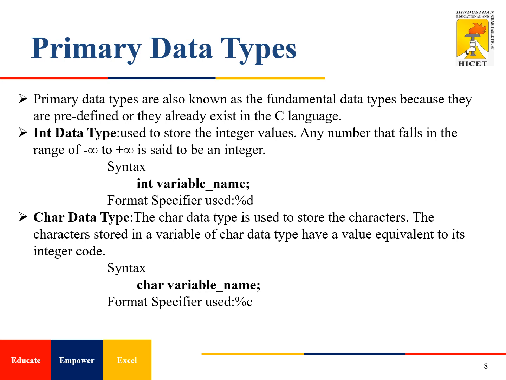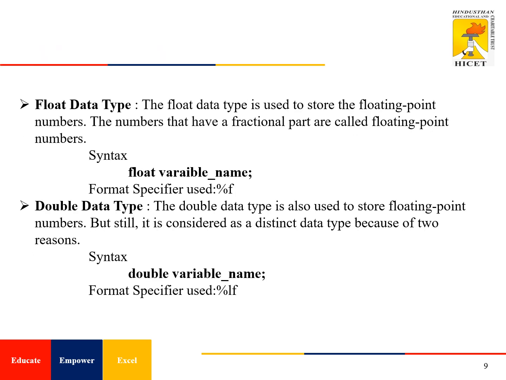The character data type is used to store characters, and the syntax used for the character data type is char variable name. For example, char x or char y is an example for the usage of the character data type. And the format specifier used is %c. And the next one is the float data type. I have already explained that the float data type is used to store decimal values or floating point values, numbers that have a fractional part. The syntax is float variable name, and the format specifier used is %f.